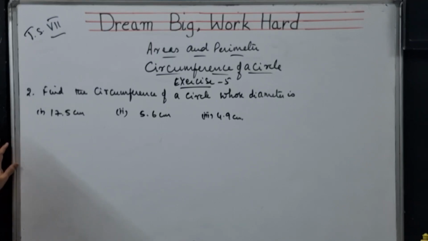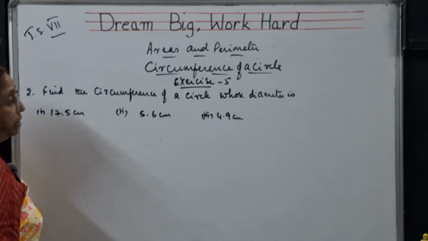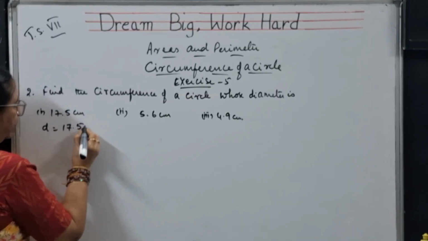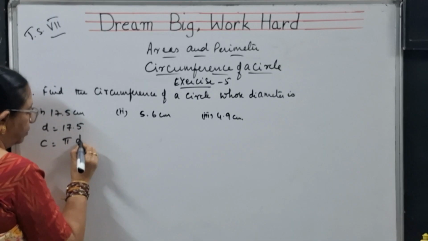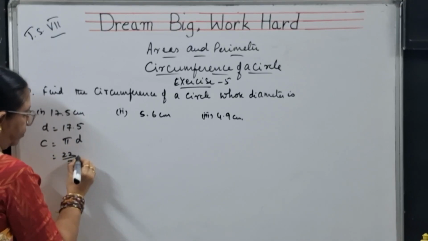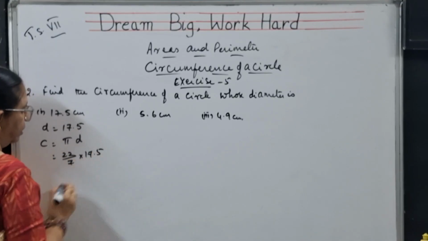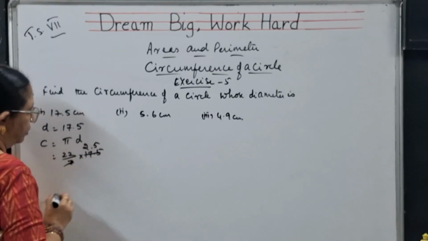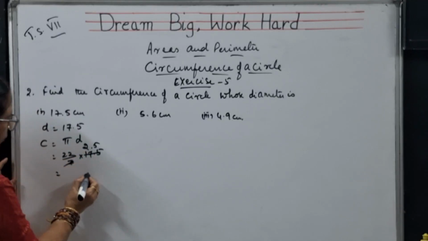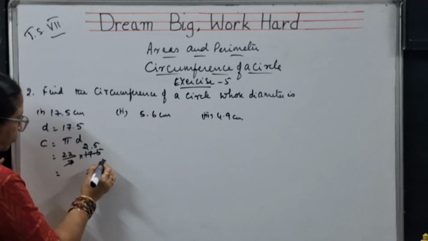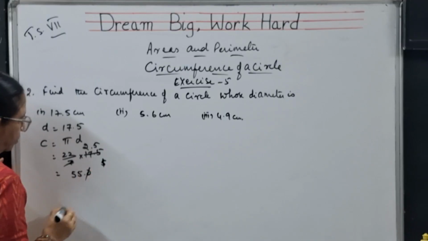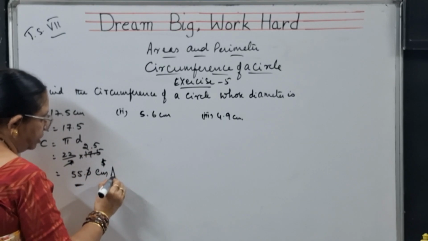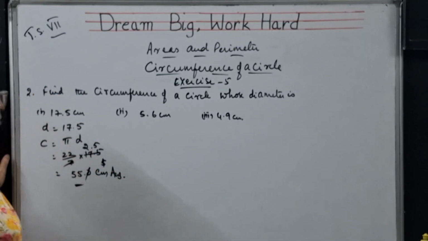Now, second problem, children. Find the circumference of a circle whose diameter is given. These are all diameters. So, diameter is 17.5. So, what is circumference? Pi into d. That is 22 by 7 into 17.5. That is 7 twos are 14, 3 7 5s are 35, 2.5. So 25 twos are 50, 25 twos are 55, 55. The decimal, when the 0 is there, will get cancelled. So 55 centimeters is the answer for this problem, children.